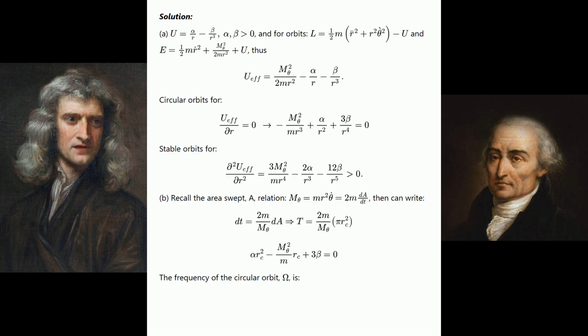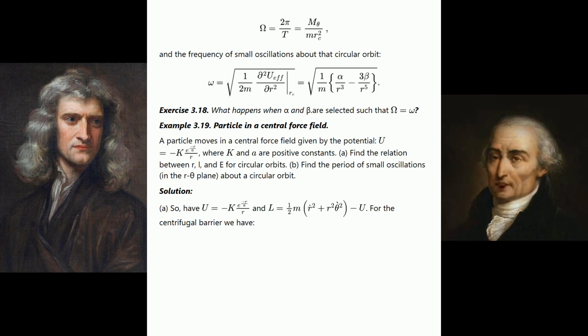B. Recall the area swept relation: m sub theta equals m r squared theta dot equals 2m dA over dt. Then we can write the next equation. The frequency of the circular orbit, omega, is shown. And the frequency of small oscillations about that circular orbit is given by the next equation. Exercise 3.18. What happens when alpha and beta are selected such that omega-prime equals omega?